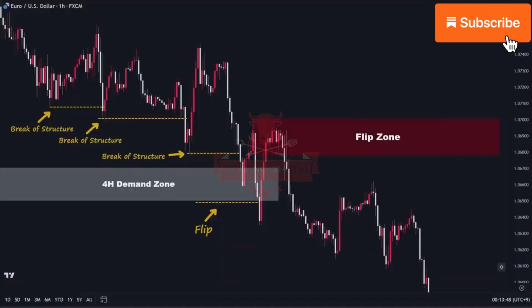It creates a perfect supply zone generated by the wave that has flipped the demand zone to the downside. As you can see on the chart, the price retraces back to the flip zone, experiences a reversal, and then aggressively moves downward with significant momentum.